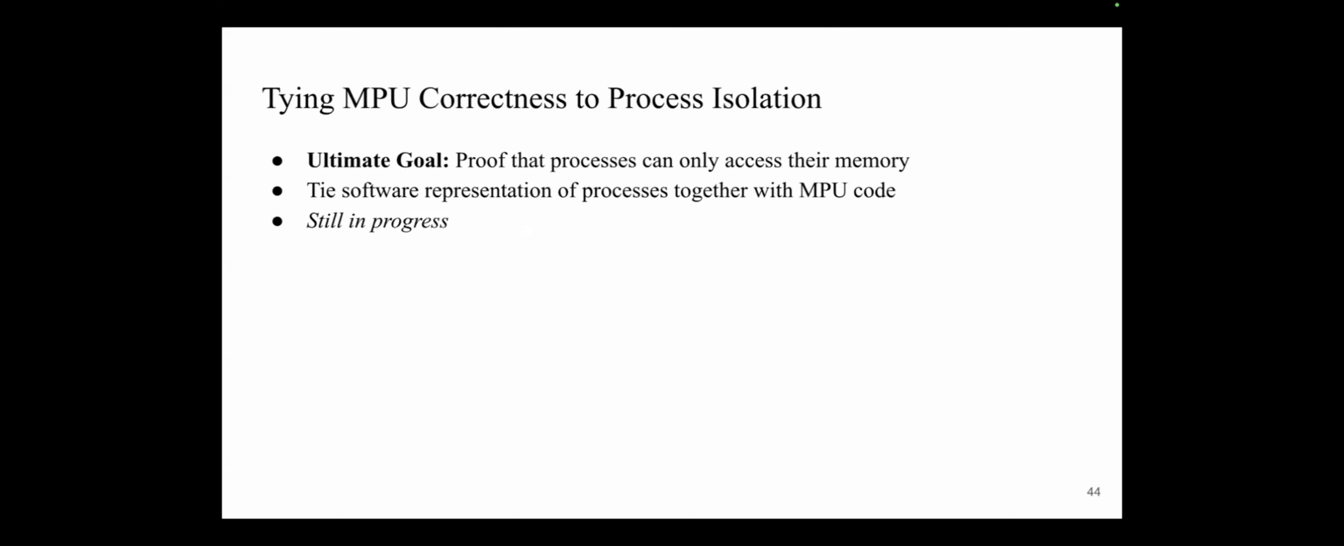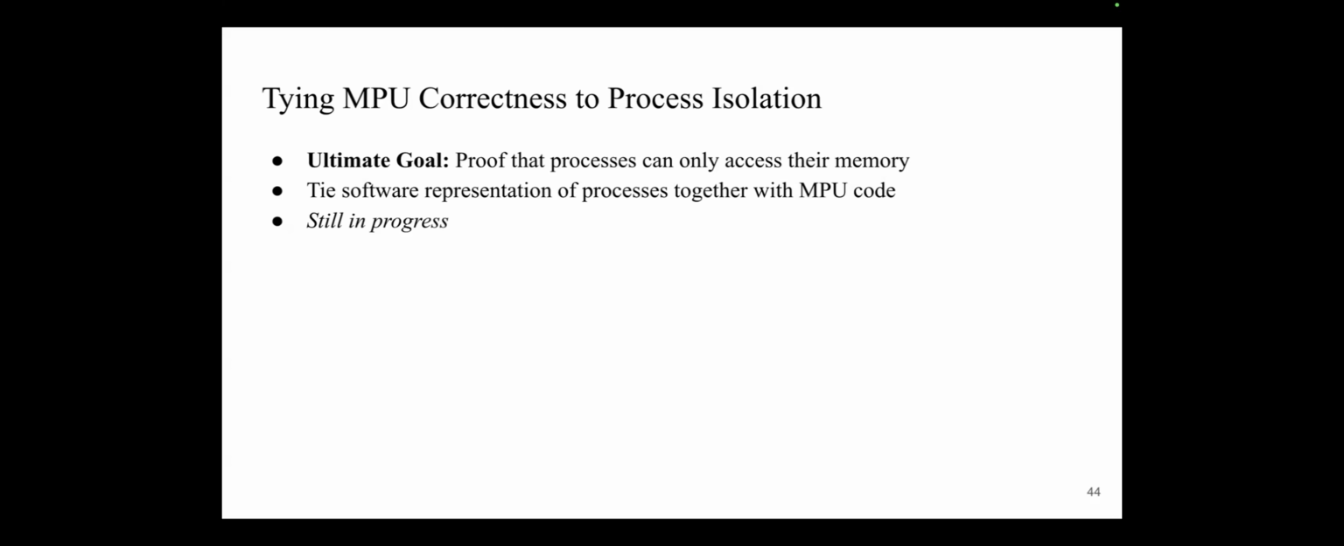All right, so that's our approach for talking about things like configuring the NPU or enabling the NPU. But if you think about it, we haven't really tied that back to process isolation yet. Our ultimate goal here is a proof that processes can only access their own memory.